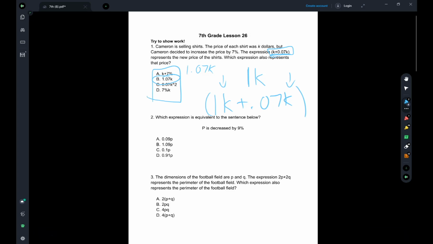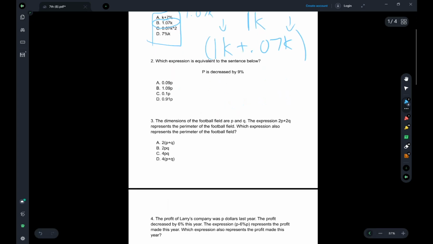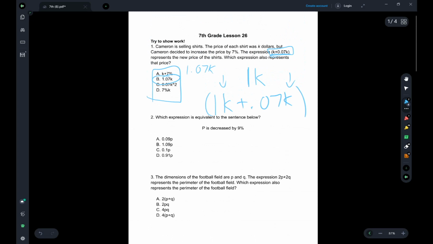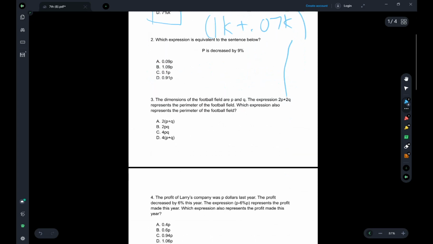Let's go to number 3. Number 3 is the dimensions of the football field are P and Q. The expression 2P plus 2Q represents the perimeter of the football field. Which expression also represents the perimeter of the football field? Okay, so again, it's just like number 1, except this time this is your expression, and you just need to find an expression that is equal to this.